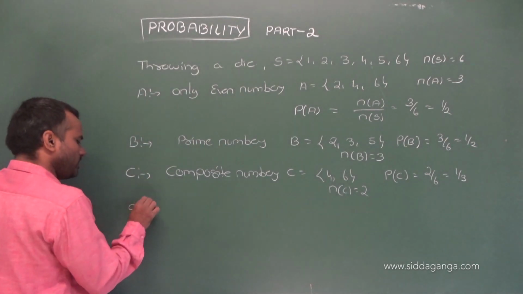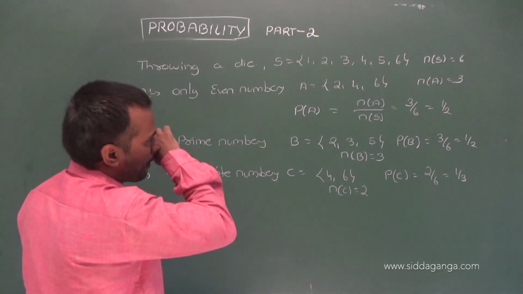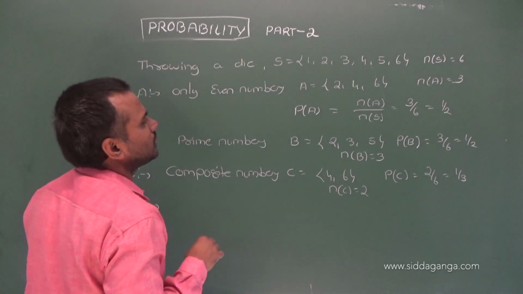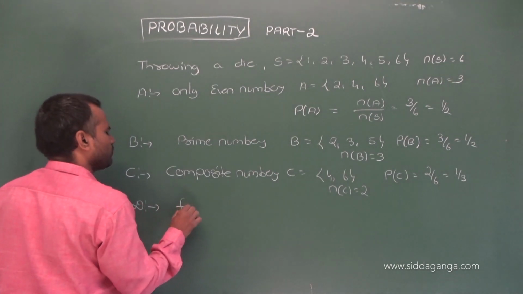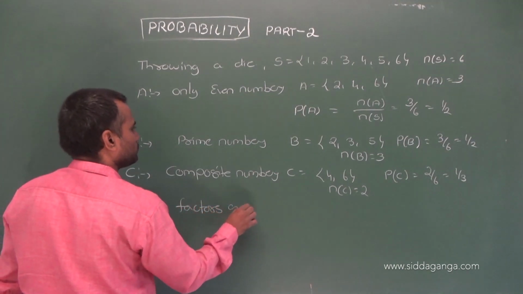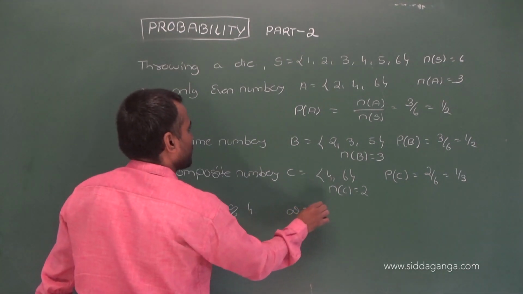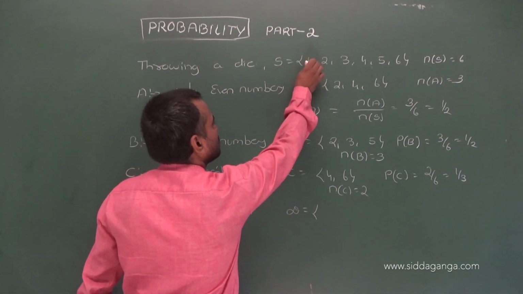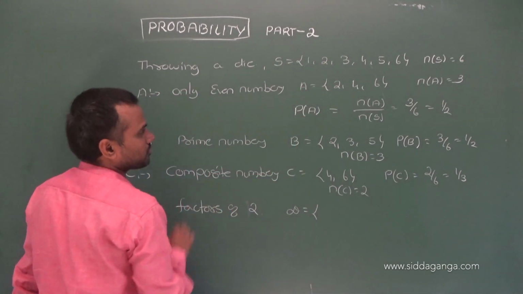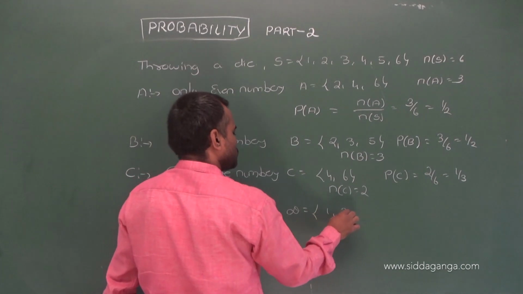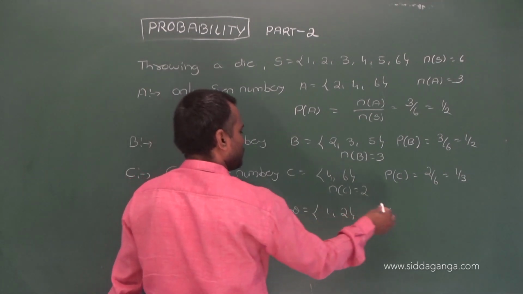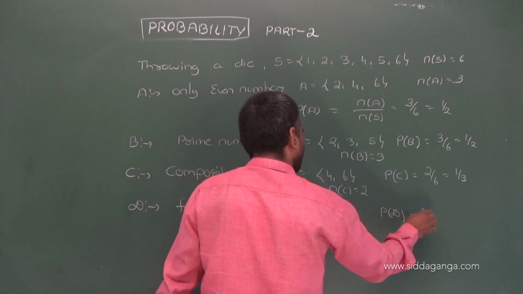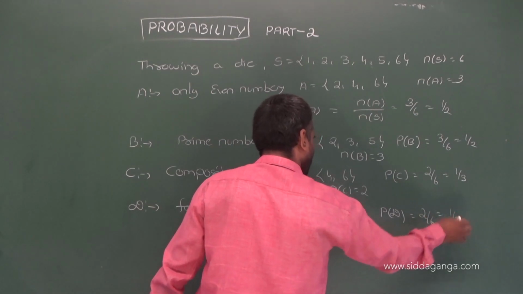I want to write one more, D: factors of 4. What are those factors of 4? Or else factors of 2 I want to take. So 1 comma 2. Any number, factors of 4 if you want to take, 1 comma 2. P of D is 2 by 6, it is 1 by 3.